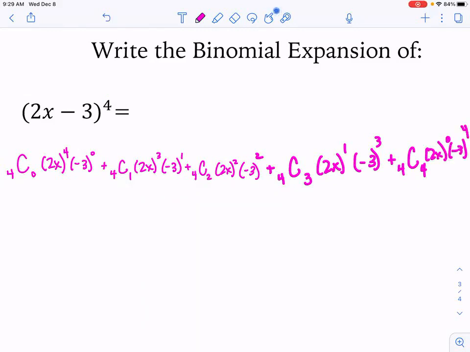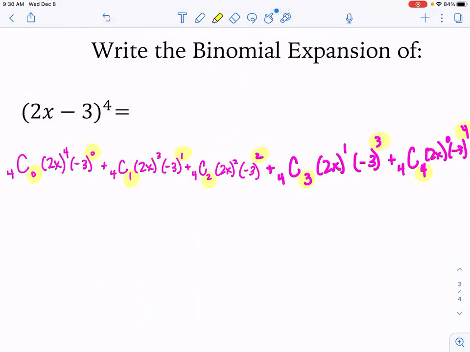Okay, so notice in all 5 of those terms, our exponents add up to be 4, which is our N power. Also notice that in each of our terms, this number right here for the combination matches the power of the second term. Do you see that? How those match? That's going to be important later on.